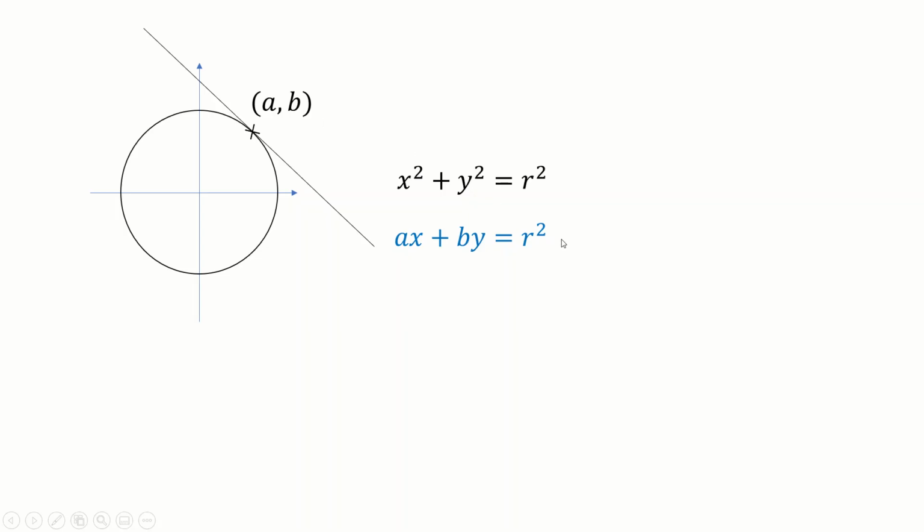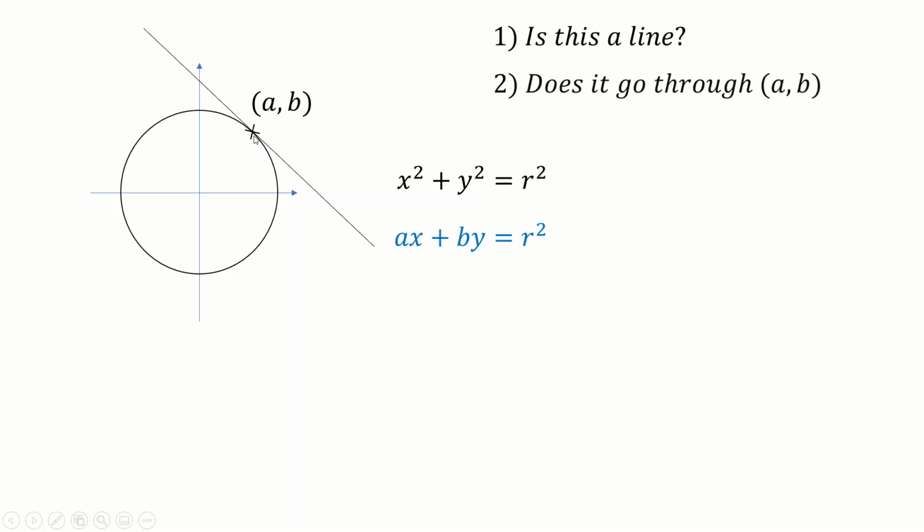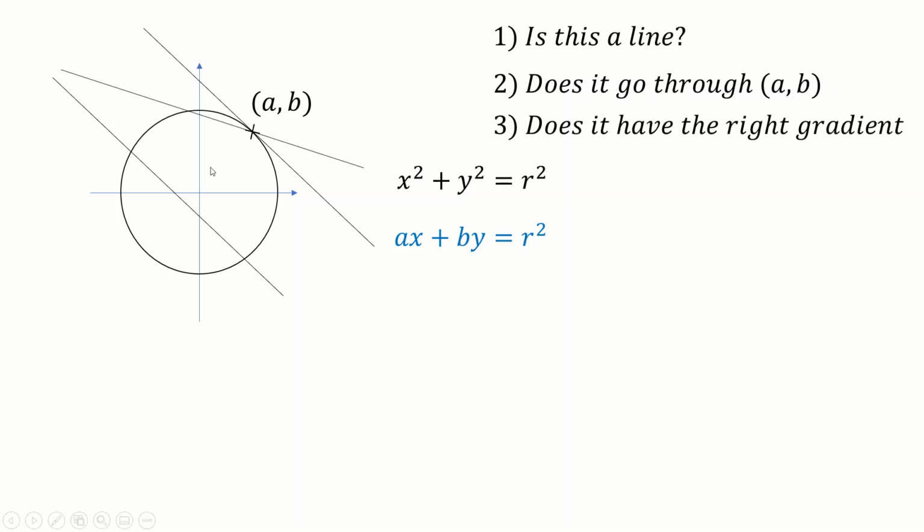For this to be the tangent of the circle, we need three things. We need this blue thing to be a line. We need it to pass through (a, b), because of course there are lots of lines that don't pass through (a, b). And we also need it to have exactly the right gradient, because of course there are lines that go through (a, b) that aren't tangents because they have the wrong gradient, like this or this. We need the perfect gradient here. So we need these three things. If we could show that this thing here is all of these three things, then it's definitely this line here, and therefore this entire method works.